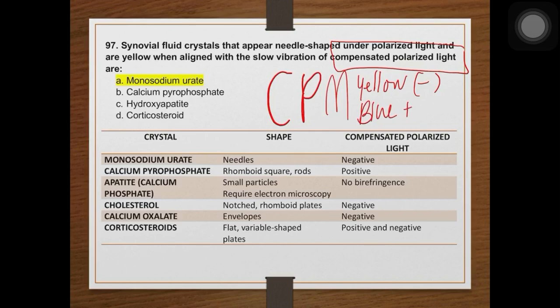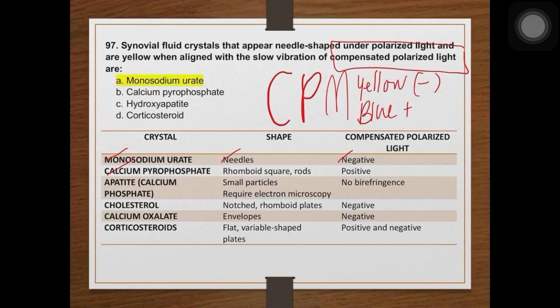Huwag pong kakalimutan, crystal associated with gout, monosodium urate. Paano po dinescribe ang appearance nito? Needles. Sa urine po, variable ang appearance ng uric acid, but sa synovial fluid, it is needles. Under a compensated polarizing microscope, ang kulay po niya yellow, an indication of negative birefringence. Another, we have yung calcium pyrophosphate, crystal associated with pseudogout.